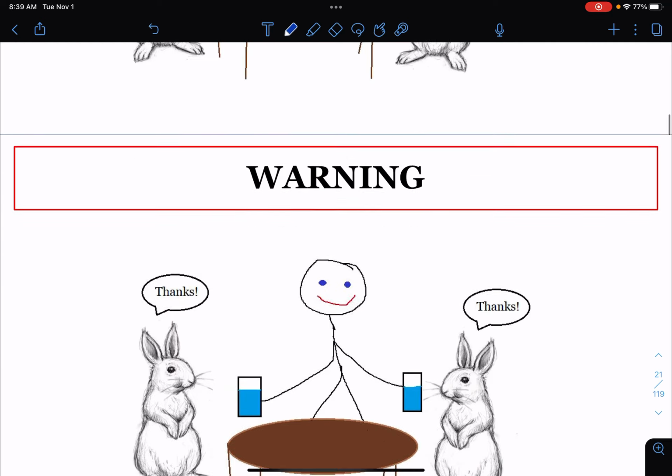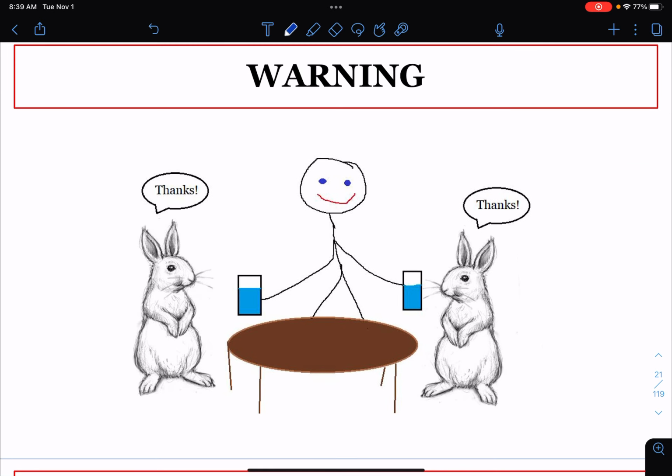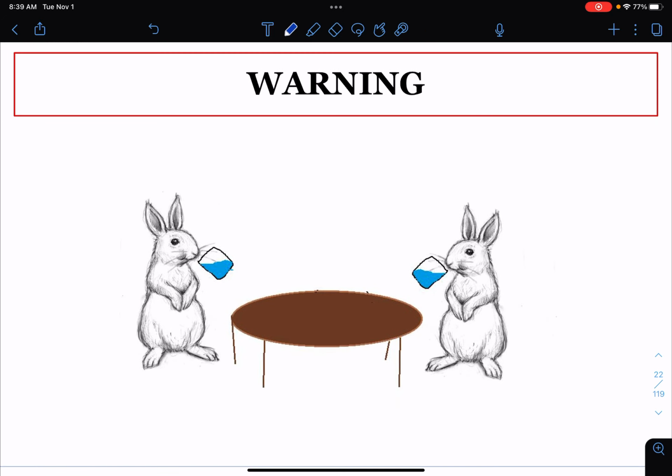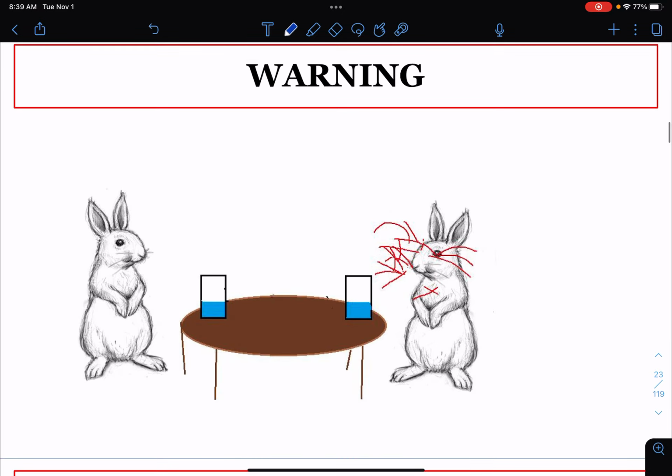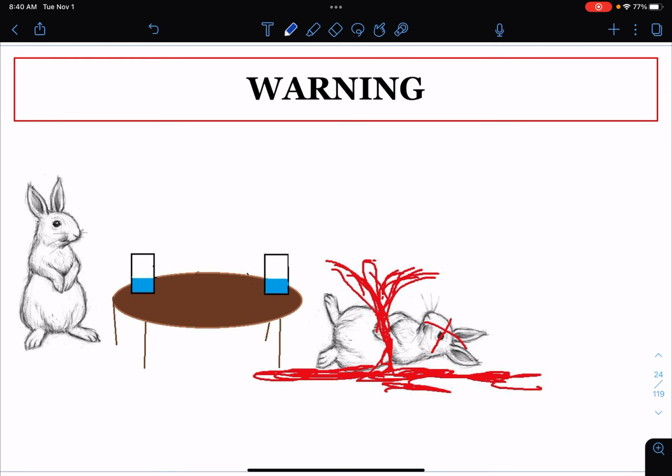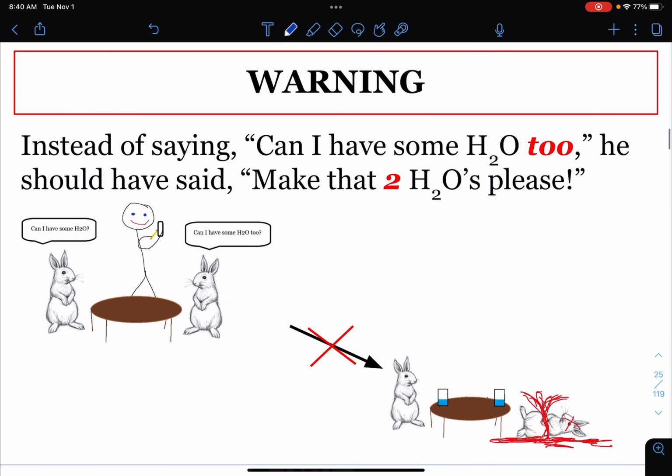The waiter takes their orders and comes back with their drinks. The bunnies say thank you, and they begin drinking, and everything seems to be going well until things are not going quite so well for the second bunny, and they get worse. So, the moral of the story, instead of saying, "Can I have some H2O too?" the second bunny should have said, "Make that 2 H2Os, please." He should have changed his coefficient on the water molecule instead of changing the subscript. Because in fact, the second bunny ordered hydrogen peroxide, which is very not good to drink.